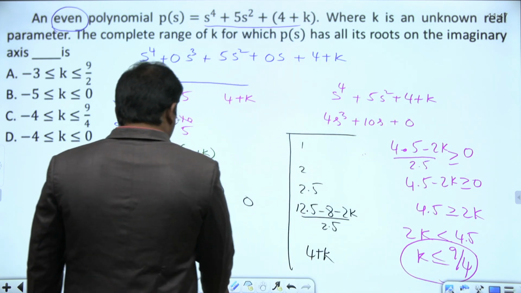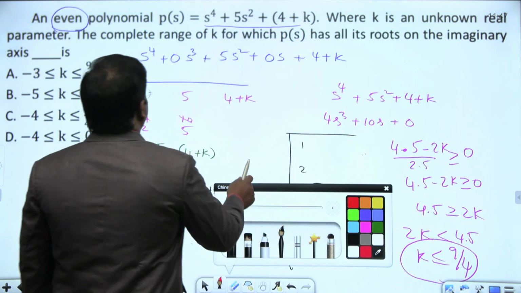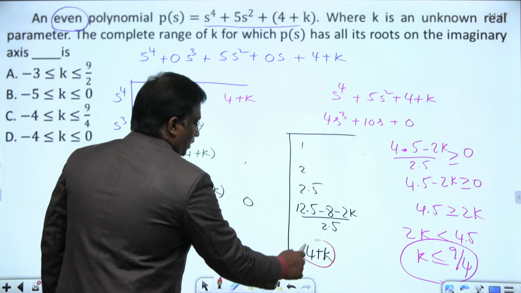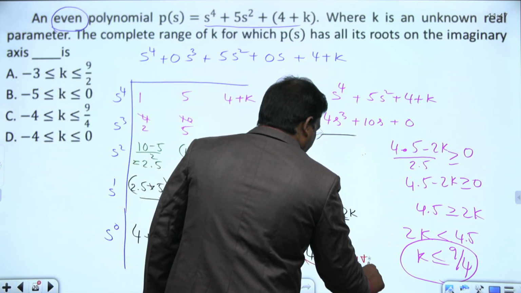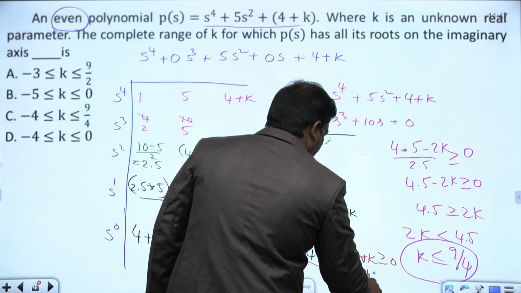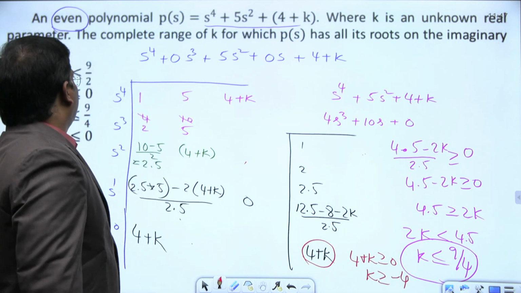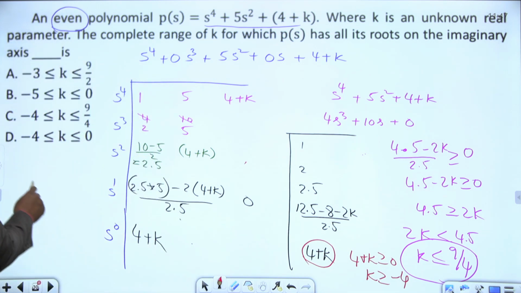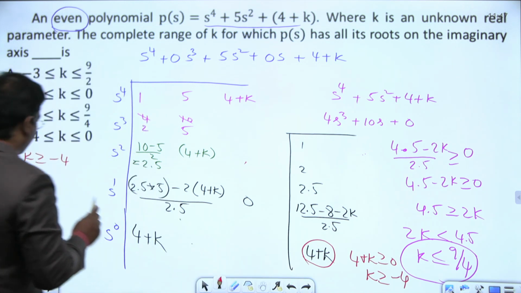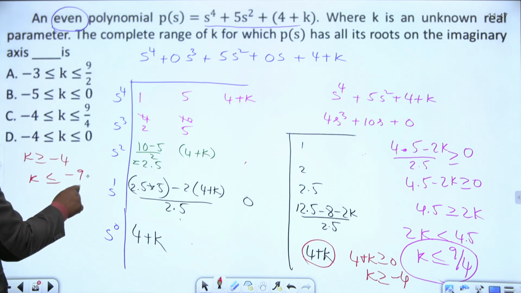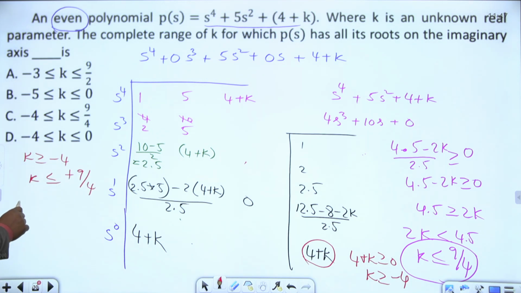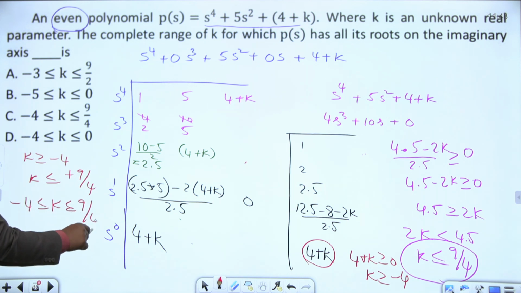Similarly, you take this one, this 4 plus k should be greater than or equal to 0, or k should be greater than or equal to minus 4. And combine these two, we get k should be greater than or equal to minus 4, and k should be less than or equal to plus 9 by 4. And if you combine these things, minus 4 less than or equal to k less than or equal to 9 by 4 is the right answer.